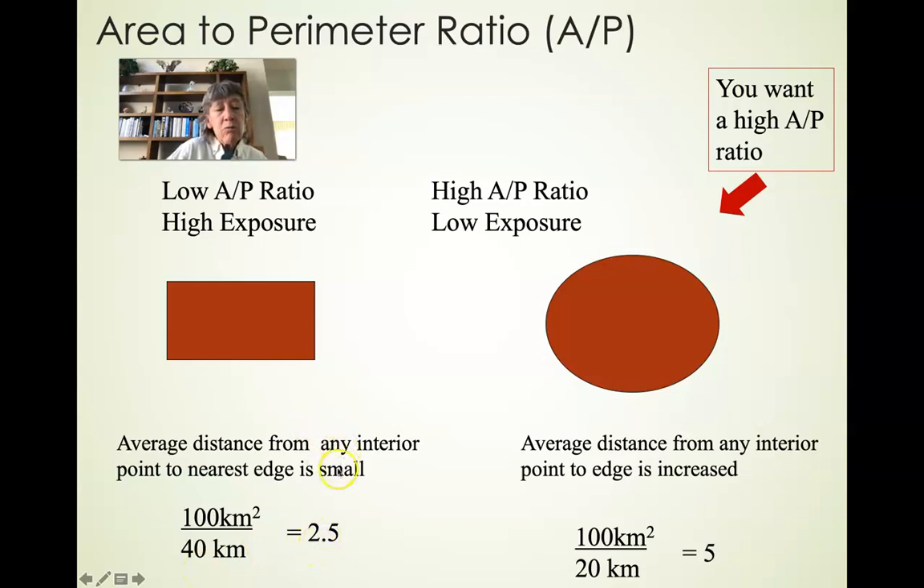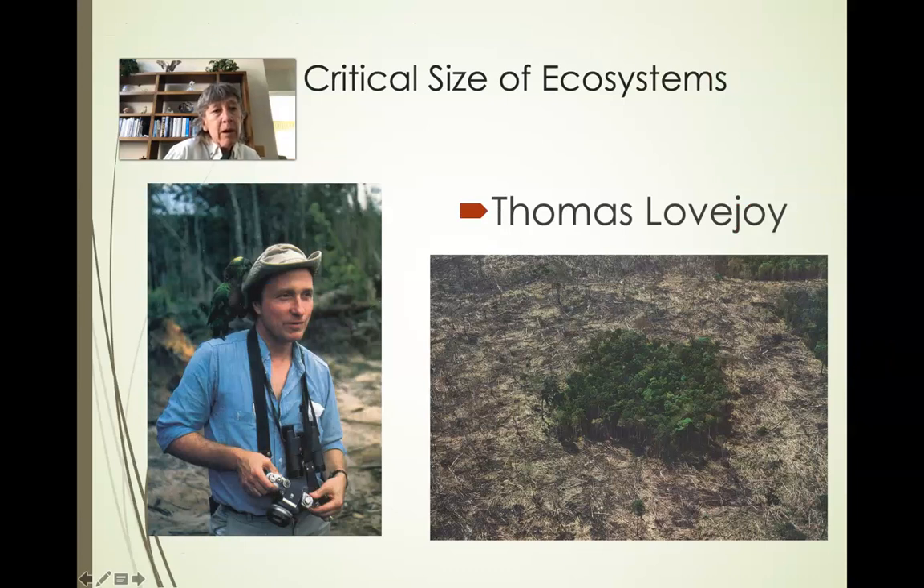So we have a lower area to perimeter ratio, 2.5 area to perimeter ratio for our rectangular reserve, a 5 area to perimeter ratio for our spherical reserve. And again, you want to have a high area perimeter ratio. You want a lot of area in the reserve compared to the amount of edge or perimeter outside that reserve.